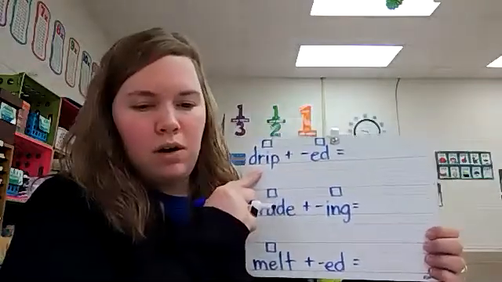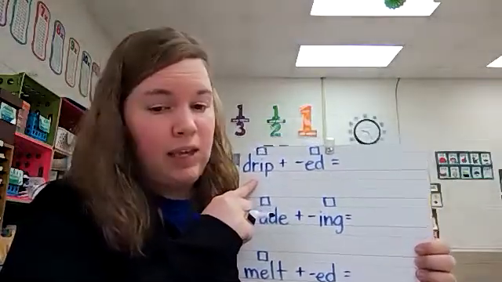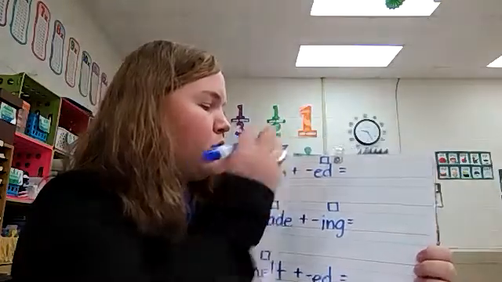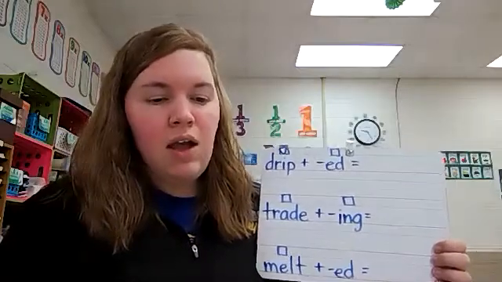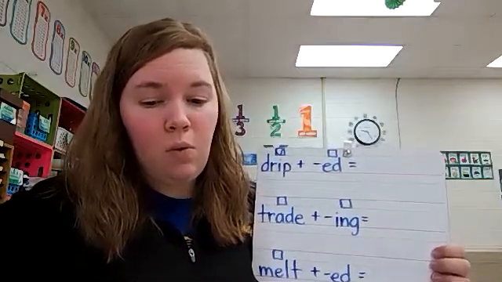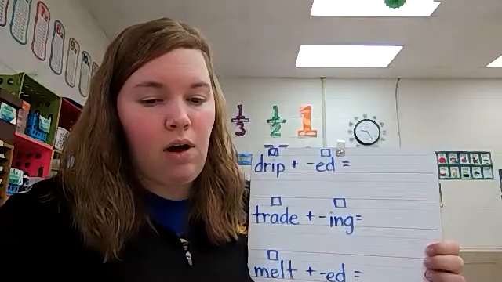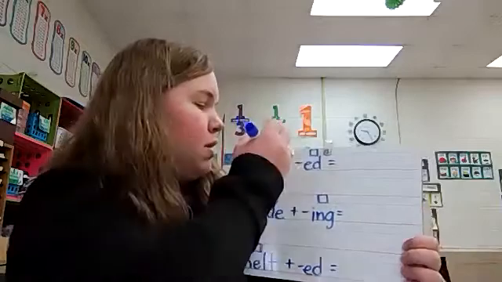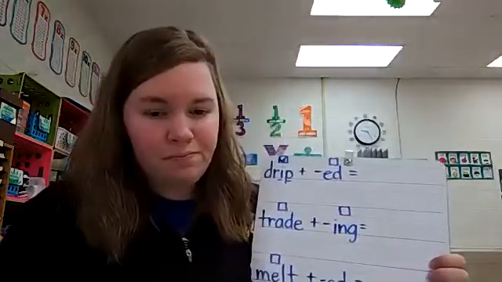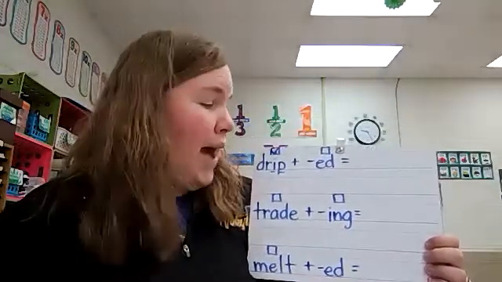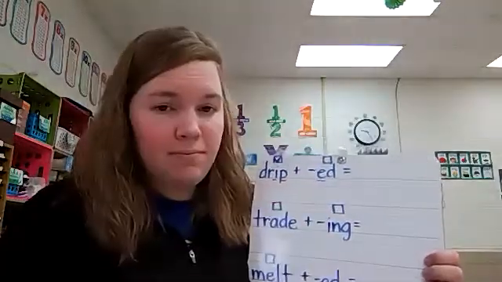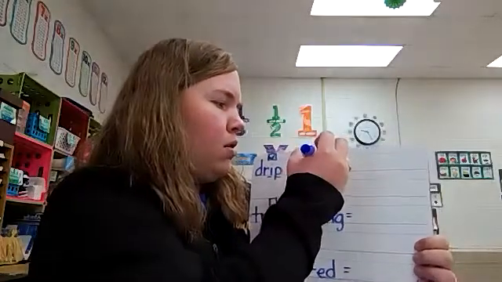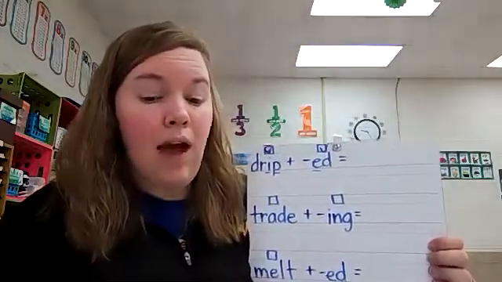Does this root word end with a silent E? No. Check. Does the root word end with a vowel consonant? Yep. So check. Are we adding a vowel suffix? We have ED, that starts with a vowel. Check. We have 2 checks.